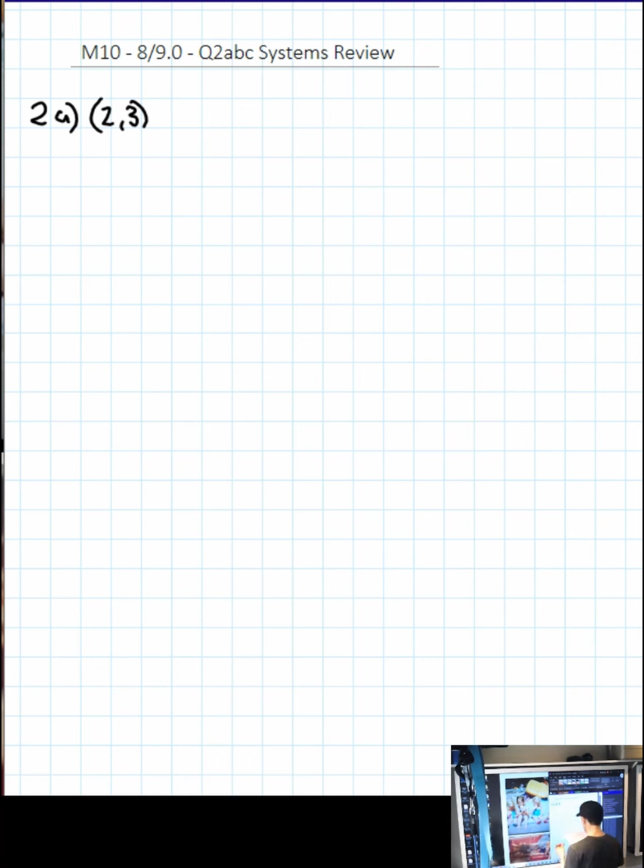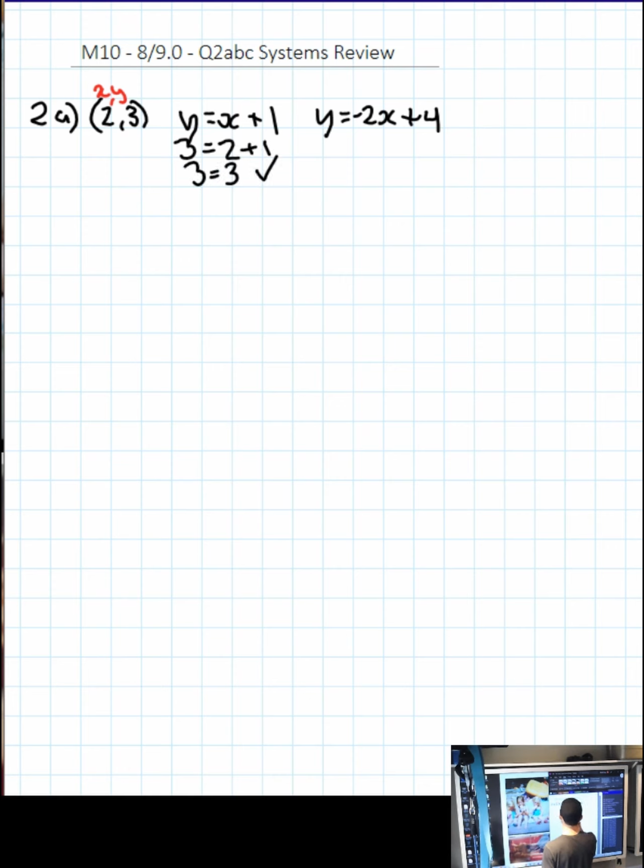Okay, so we have the point, and we have the equation y equals x plus 1, and we have the equation y equals -2x plus 4. I'm going to identify the point in red, x, y, to remind me that I'm substituting for x and y. So in the first equation, y is 3. We can substitute 3 for y. And x is 2. We can substitute 2 for x. Plus 1, we know 3 is equal to 3. Therefore, check mark. That point is on this line.